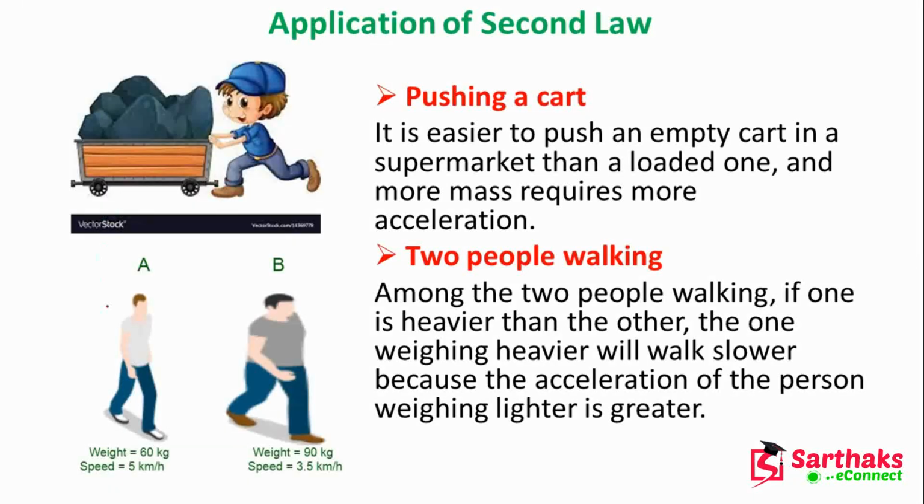Now here two people are walking. This one is a heavier person, and this one is a very slim person. The speed of person B is low, because the weight of this person is heavier than person A. So he will walk slower than person A. That means the acceleration of the lighter person is greater. So the acceleration of this person will be higher.